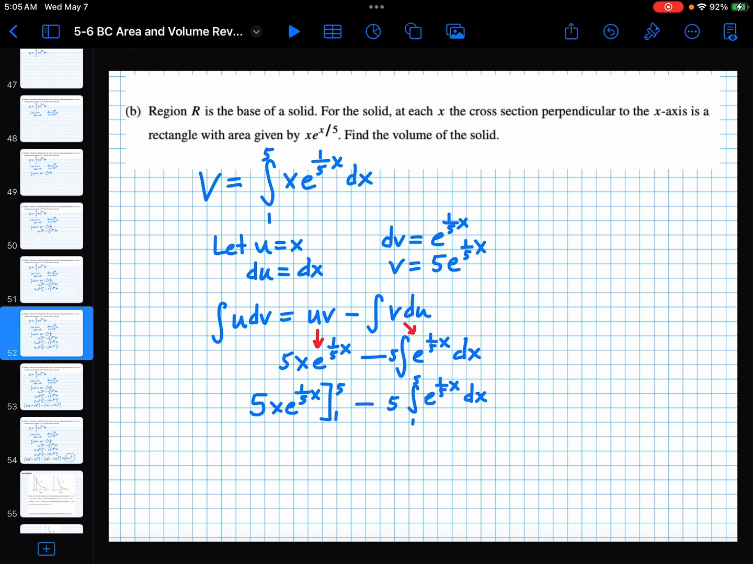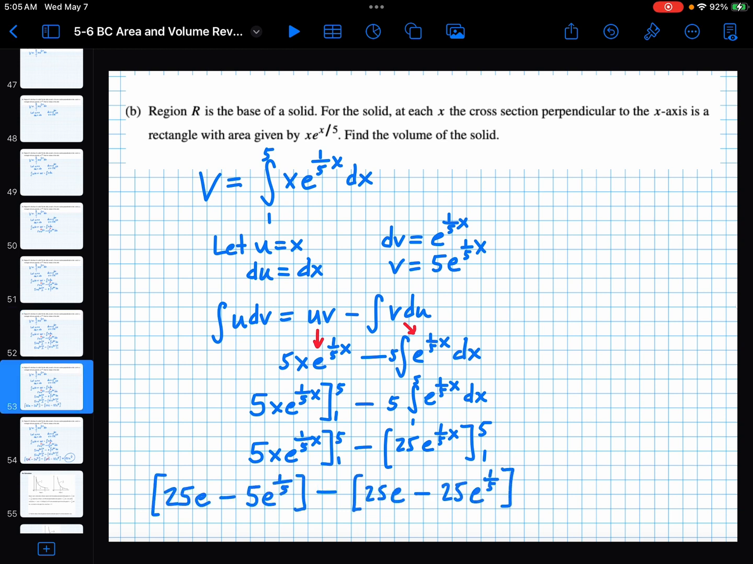Now, you can finish this one up on your own. That would be your antiderivative for the integral part. And when you substitute 5 and 1 in for each of those expressions, you get a little cancellation. The 25e's cancel out, and you wind up with 20e to the 1/5 power overall. That is part B of this question. And let's move on to the next.